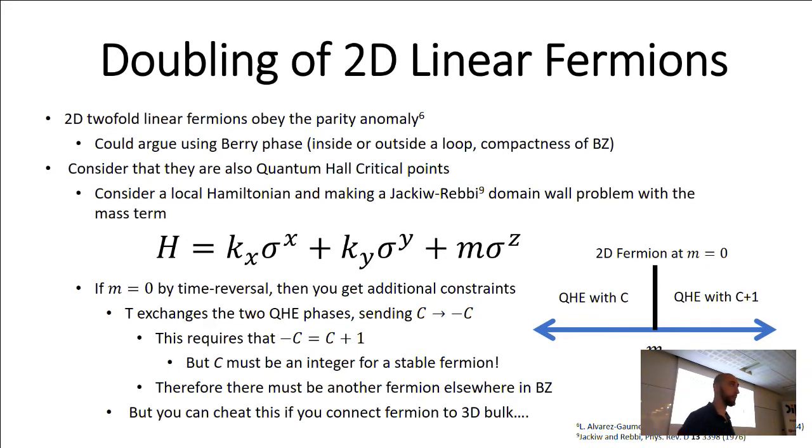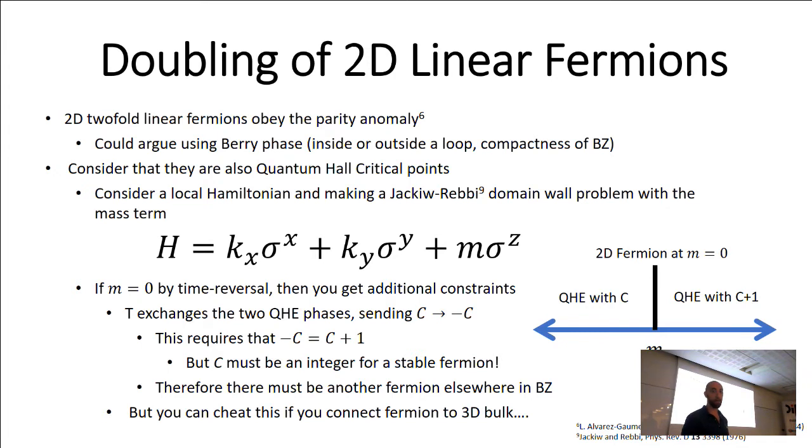So a more concrete way to think of the same constraint is to imagine writing down a system where the low energy physics is entirely governed by a single twofold degenerate linear fermion in two dimensions given by this Hamiltonian. So I could say that if m equals zero, the system has time reversal symmetry. And then I could imagine breaking time reversal symmetry, and because it's only a single mass term, the two phases on either side, in some sort of domain wall type construction, are topologically distinct. And furthermore, because the gapped phases lack time reversal symmetry and are in two dimensions, I know that they're quantum Hall phases, with an integer difference between the quantum Hall invariant.